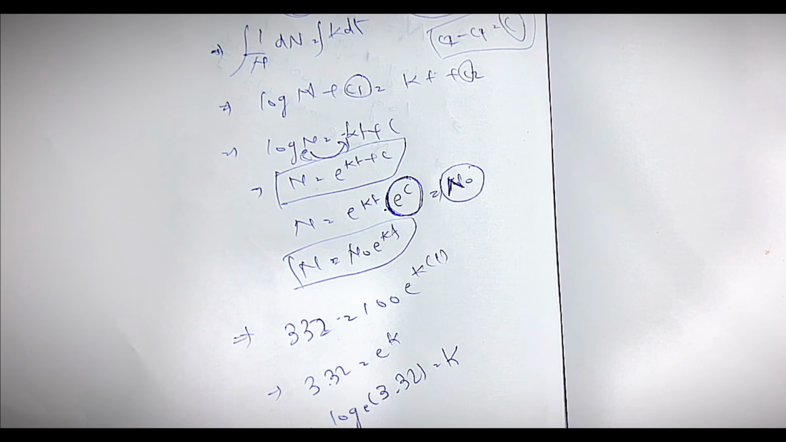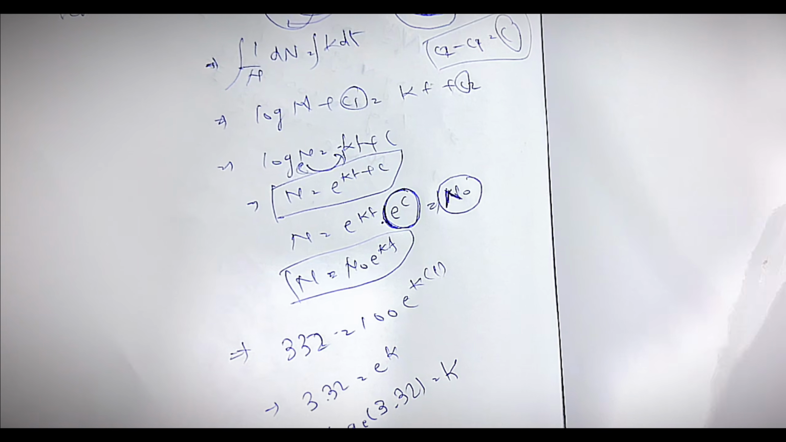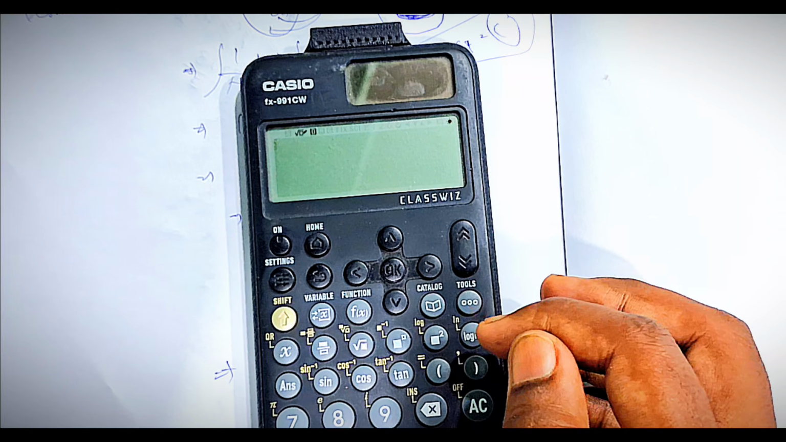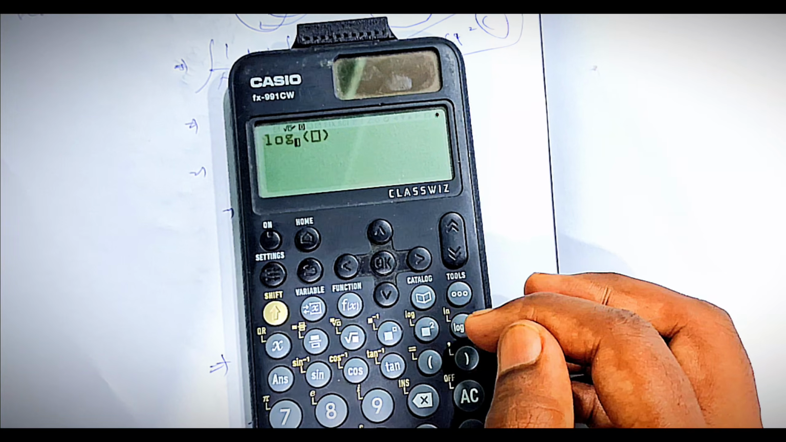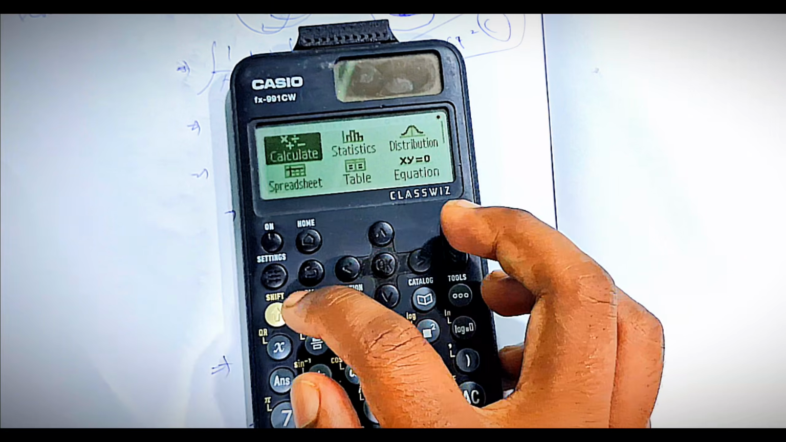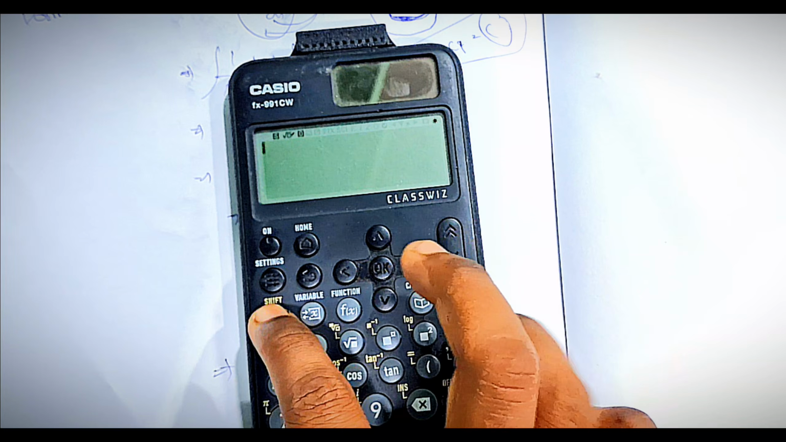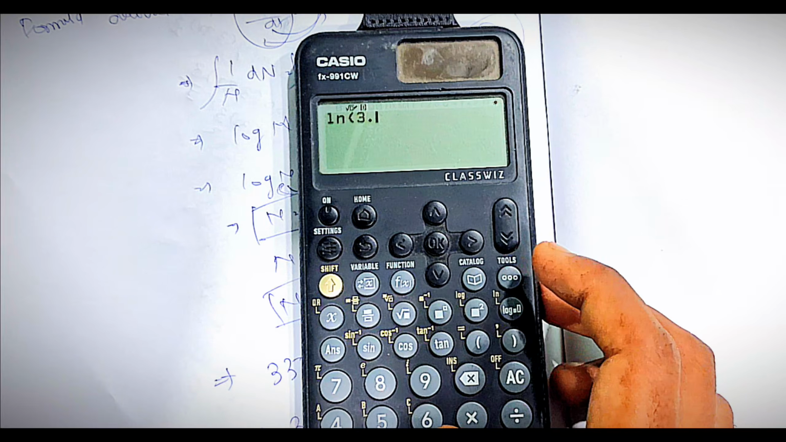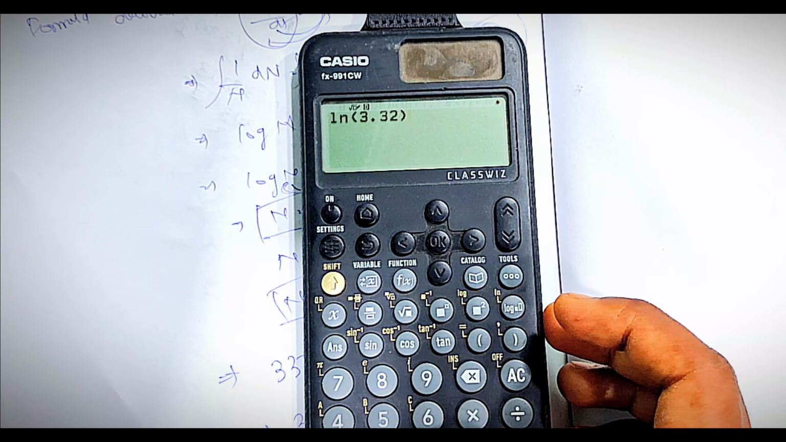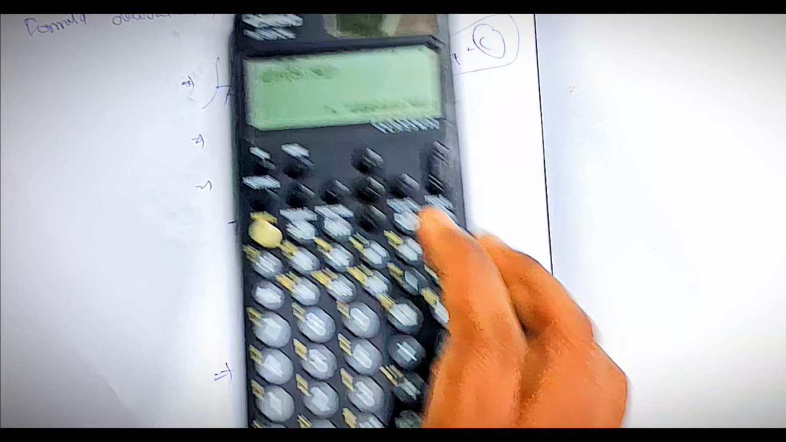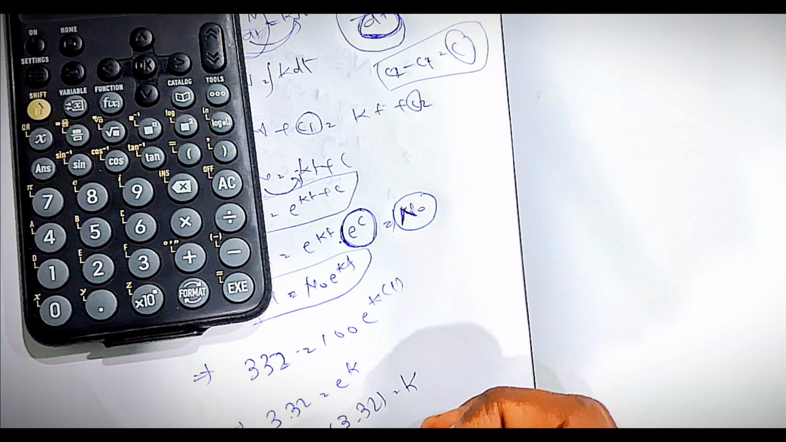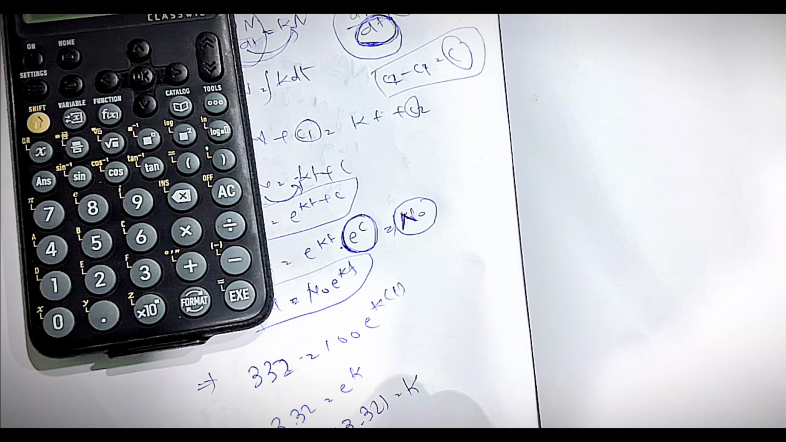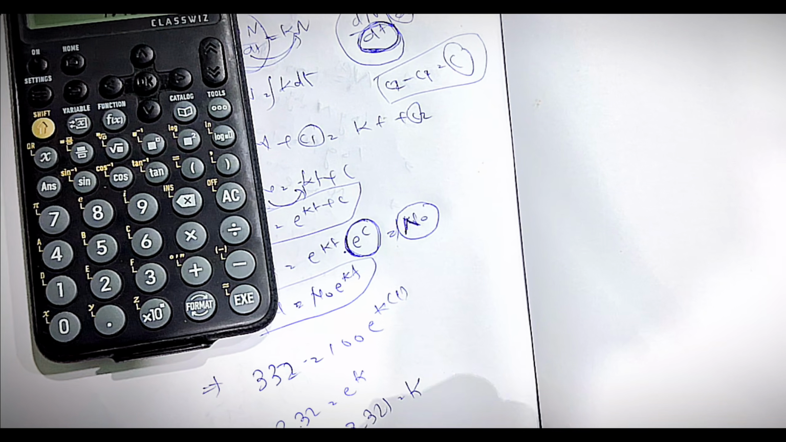So what is the k value here? Let's find it out by using a calculator. Ln of 3.32 equal to 1.199. So I am taking 1.19 or 1.20. Let's take it as 1.2, equal to k.